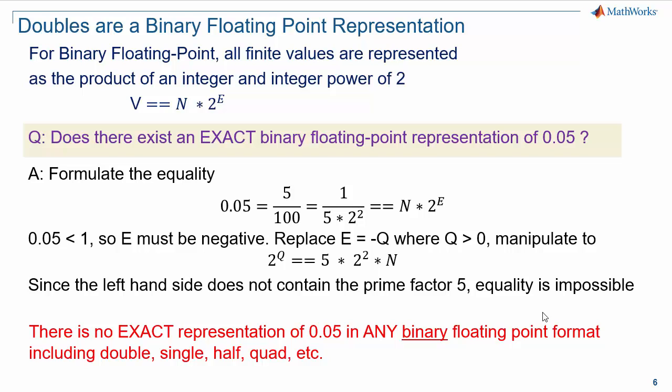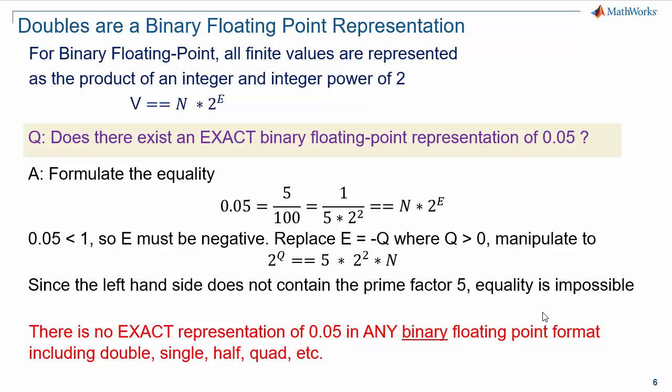Okay, now let's apply that knowledge. First, let's mention that doubles are a binary floating point representation. For binary floating point, all finite values are represented as the product of an integer and an integer power of 2. So the real-world value v equals some integer n times 2 to the integer exponent e. Now, we'll ask another question. Does there exist an exact binary floating point representation of the value 0.05?